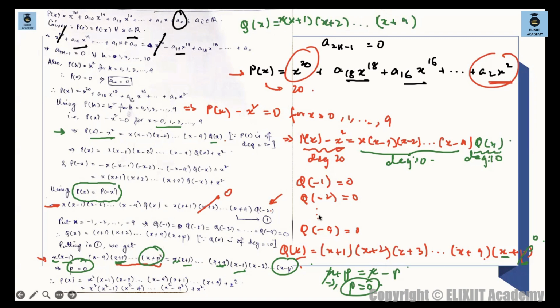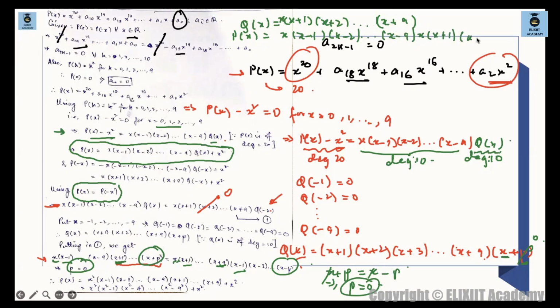Okay. So how do we find out p of x next? P of x is given. P of x is x into q of x, that is, x into x minus 1, x minus 2 and so on till x minus 9 into q of x. Now q of x is known to us. What is q of x? x into x plus 1, x plus 2 and so on till x plus 9. Okay? Then plus x square. This is basically your p of x.